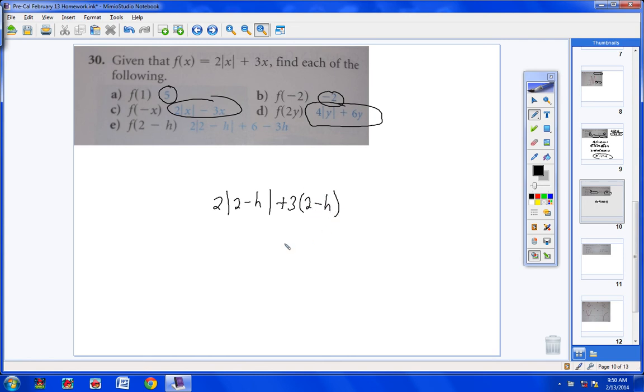Now, obviously we can do this. 3 times 2 is 6. And 3 times negative h is negative 3h. However, this is a little tricky. Please do not multiply the 2 through. That is not correct to do that. Okay? Whatever we put in for h, because there's absolute values around it, let's say we put in a negative 3 for h. Okay? So you have 2 minus a negative 3. That would be 2 plus 3. That would be 5, the absolute value of 5. And so you would have 2 absolute value of 5, which would be 10.